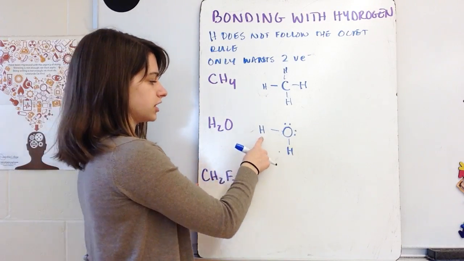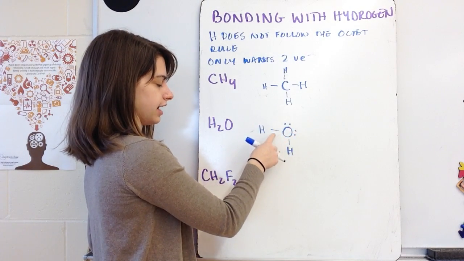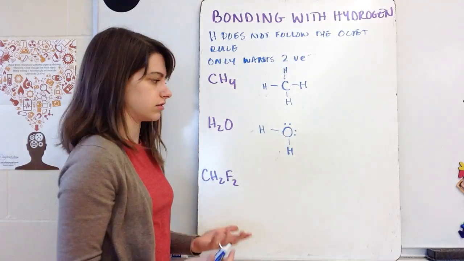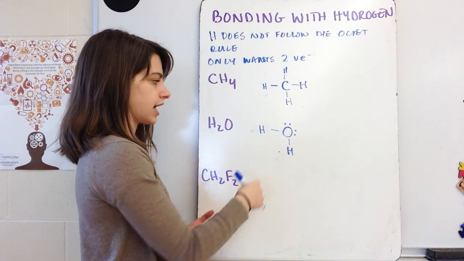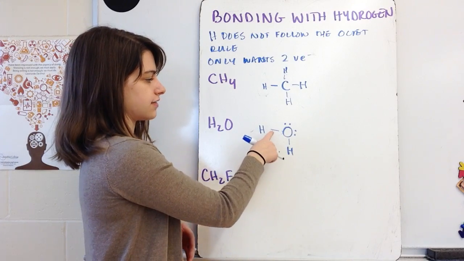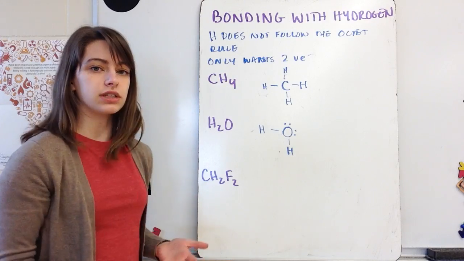So each hydrogen has its 2 that it needs. Oxygen has 8, 2, 4, 6, 8, and all of the electrons are still there because I started with 6 from oxygen, 1 from each of the hydrogens, so 8 total, and I still have 2, 4, 6, 8 here at the end. Okay, let's look at one more example.